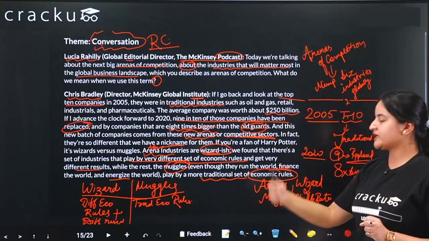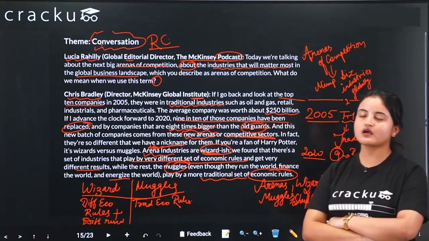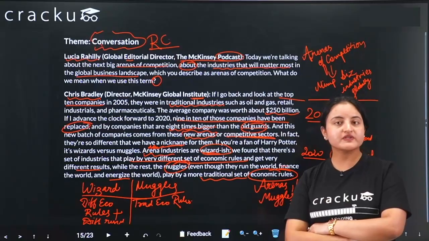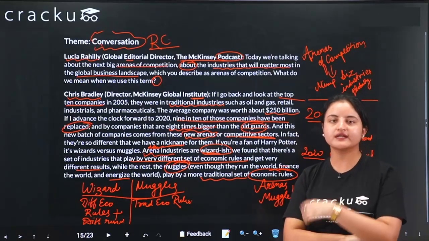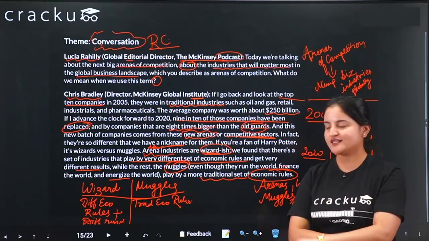And why are we paying attention so much to wizard and muggles? Because we scanned. We know that their meaning was being asked. That is why.